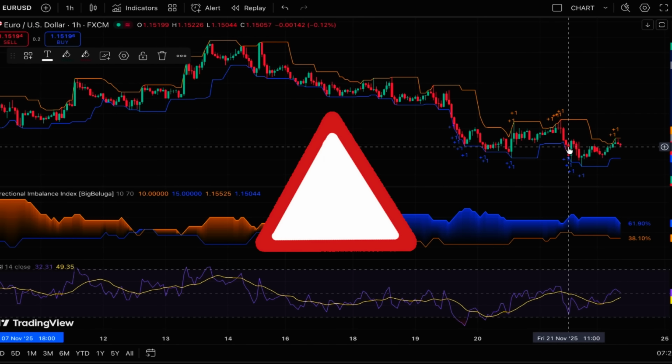Please pay attention that this trading strategy doesn't give you guaranteed signals, and you can encounter false signals. So risk management is very important to run this trading strategy successfully and profitably.